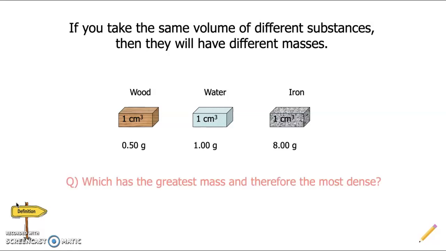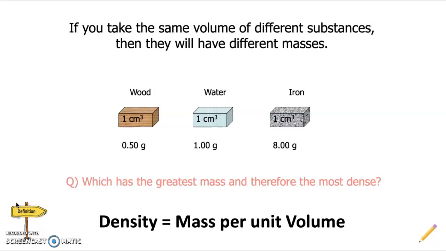So which has the greatest mass and therefore the most dense? Well, obviously the greatest mass is the iron. It weighs 8 grams. Now, our definition for density can therefore be the following. The density is equal to the mass per unit of volume. So the density of an object is its mass per unit volume. Now you'll see that there's a pencil in the bottom right hand corner, so can you please note down the information from this slide into your notes, please.